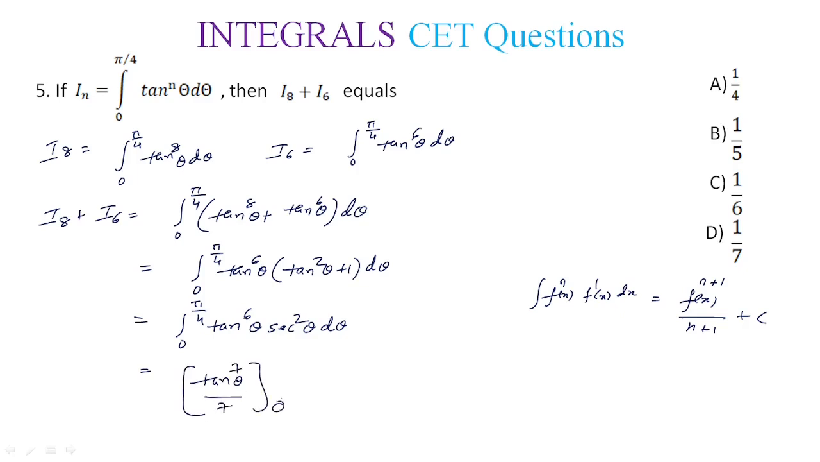Taking the lower limit and upper limit. Now substituting the upper limit, that is tan raised to 7 of pi by 4. Tan pi by 4, tan 45 degrees, that is 1, upon 7, minus substituting the lower limit, tan 0 is 0. Answer is 1 by 7. We have option D here.